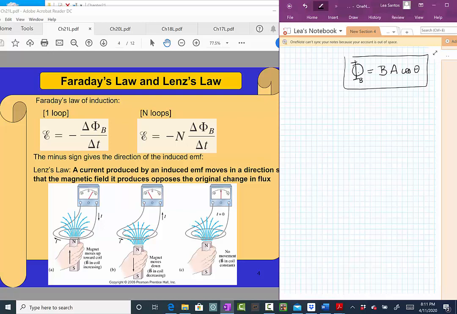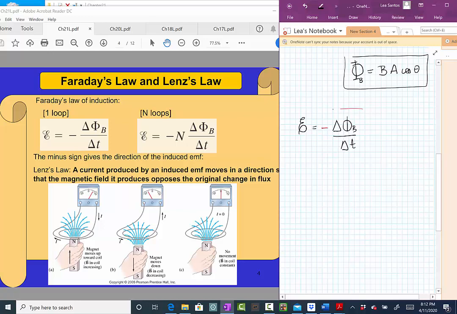Okay, and what is the equation? The equation for this induced EMF is equal to the rate of change of the magnetic flux in time, with a minus sign. And why this minus sign? Because we are always opposing. The EMF and the current that we induce are induced so as to oppose the change in the magnetic flux.